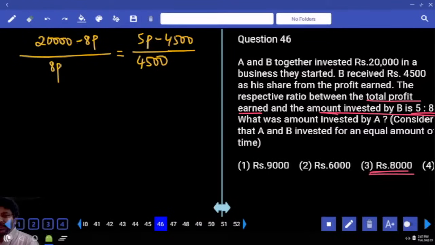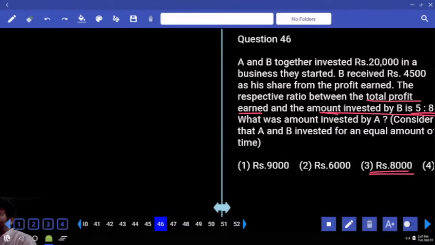But my problem is, if you go for cross multiplication, look at the arrow mark, you are going to get a quadratic equation. 40p square. 20,000 into 4,500. You will definitely get the answer, there is no doubt about it, but it is time taking. So I don't even want to see that.